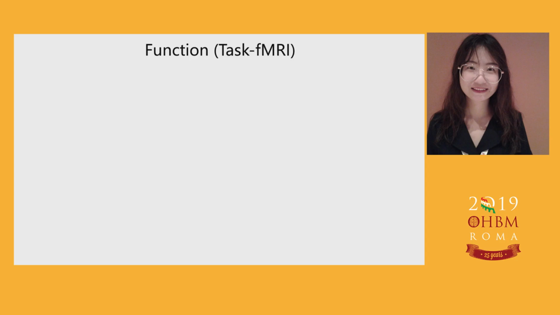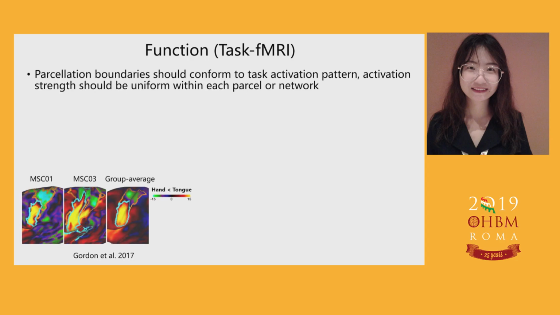To evaluate the function, we can use the task functional MRI. This figure shows the task contrast maps and corresponding resting state networks from two MSC subjects together with the group average contrast map. The blue color indicates the task activation in response to the hand movements, and we can see that it corresponds very well to the orange hand somatomotor network. The yellow color indicates the task activation in response to the tongue movements, and we can see that it corresponds very well to the blue face somatomotor network boundaries.